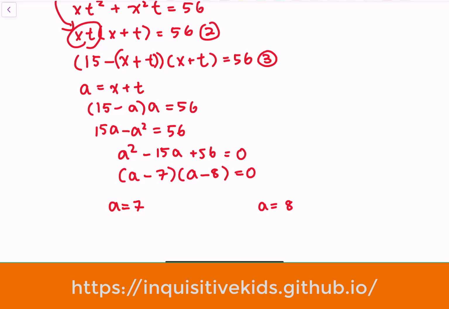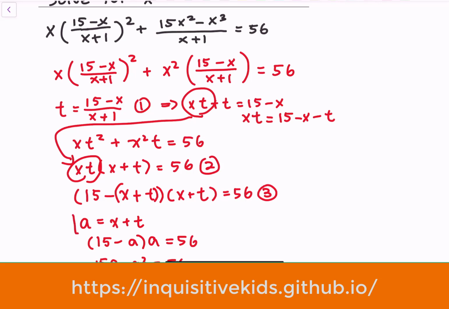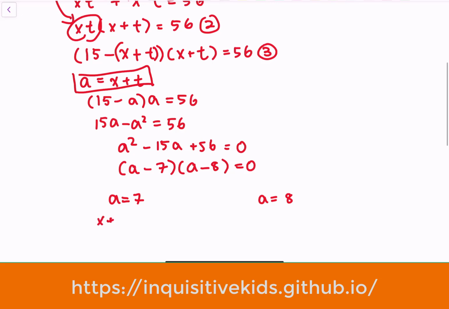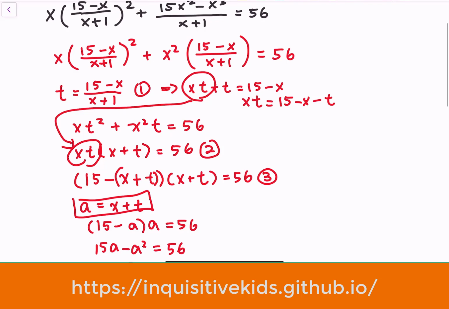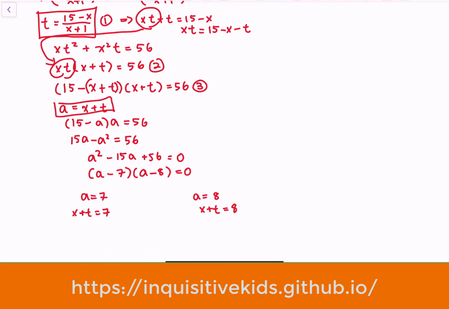Now, what does a even equal in the first place? How does it help us solve the problem? Remember, we defined a as equal to x plus t. So this is the same thing as saying x plus t is equal to 7 and x plus t is equal to 8. Well then, what does t equal? When we go back, t is equal to this expression. So if we first focus on the first half, x plus (15 minus x) over (x plus 1) is equal to 7.